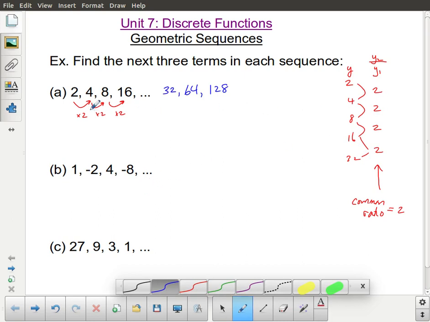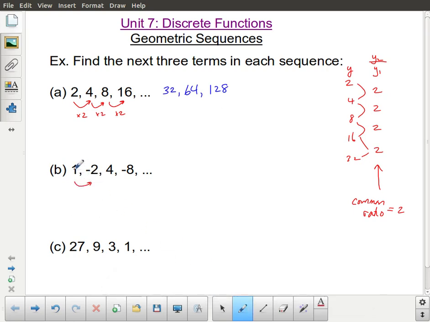So the idea is that we're multiplying each time, so let's look at it from the other direction. What did I multiply 1 by to get negative 2? The answer was I multiplied by negative 2. And then negative 2 times negative 2 gives me positive 4. Times negative 2 gives me negative 8. Times negative 2 gives me positive 16. Then negative 32. And then positive 64.